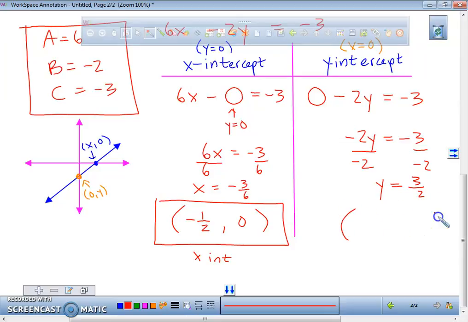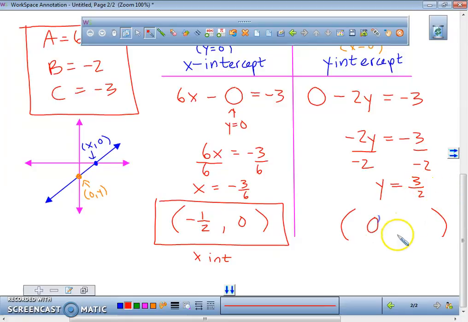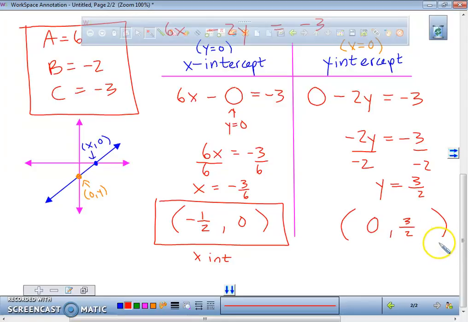So what's the ordered pair for the y-intercept? A negative divided by a negative is a positive. They cancel out. So all you're left with is 0, comma, 3 halves. And what is that? That's your y-intercept. We're going to do this more than once to help you guys understand the pattern. But what did we do?